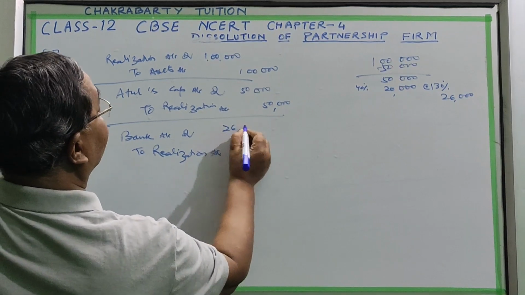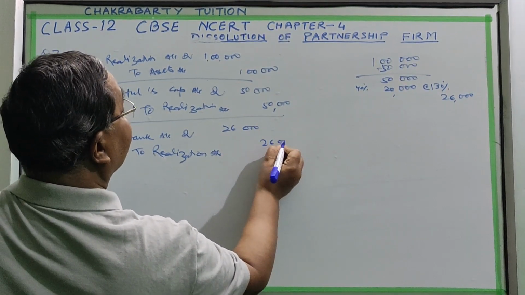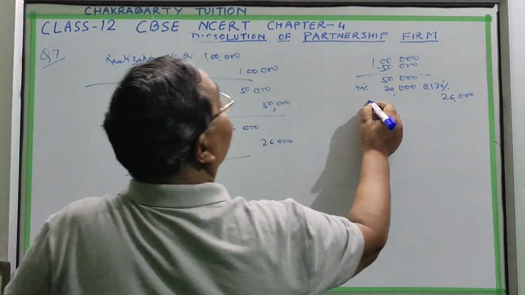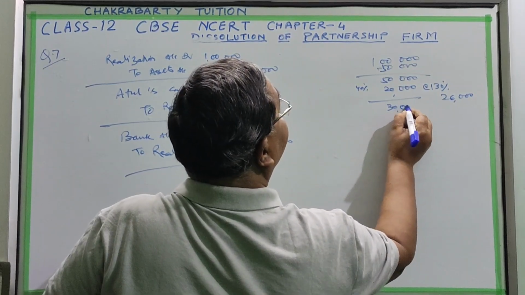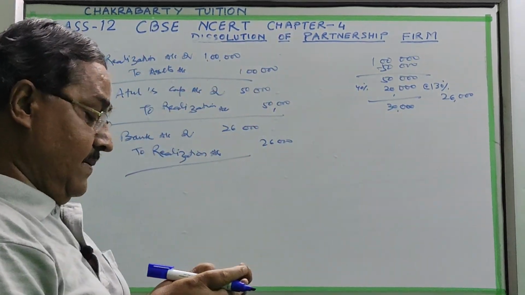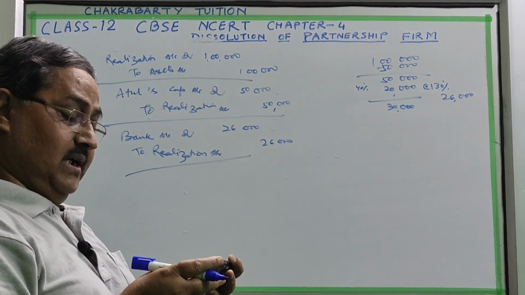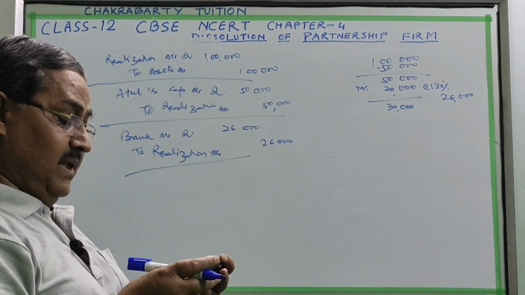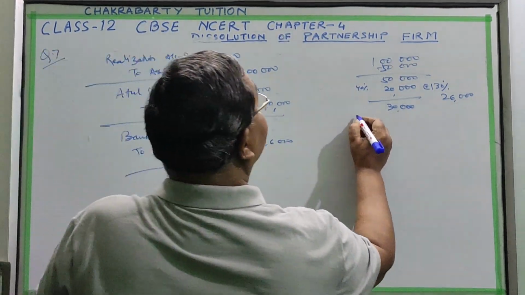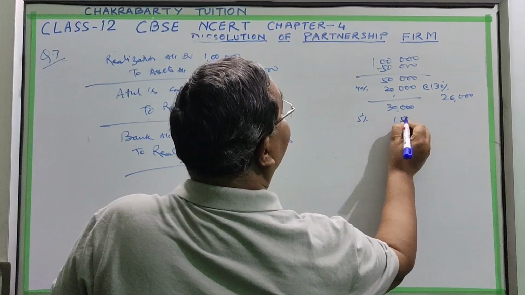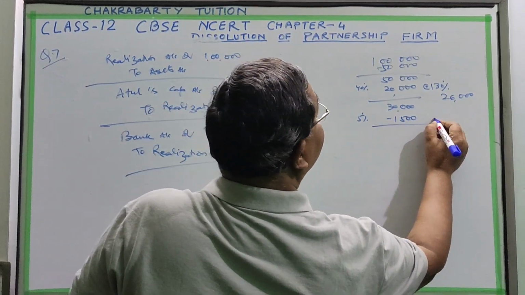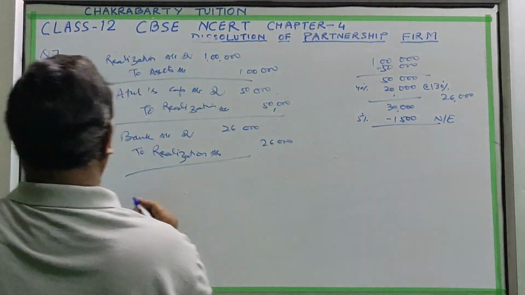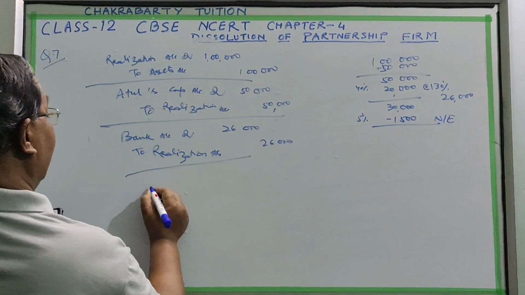And 26,000 rupees will come. Now what happened? How much is remaining? 30,000. Okay, are sold at a profit of 5% of the balance obsolete. Now 5% obsolete means 1,500. Obsolete means no entry. So for this obsolete, no entry.